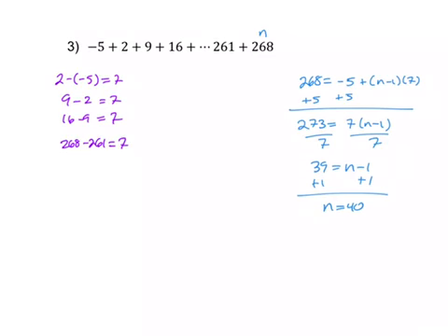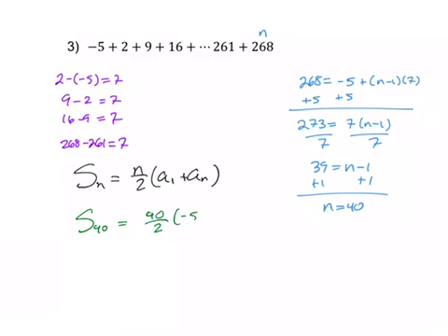Again, my formula for the arithmetic sum equals s sub n equals n divided by 2 times the first term plus the last term. So this is s sub 40 equals 40 divided by 2 times -5 plus 268. So 20 and 263. So 5,260.